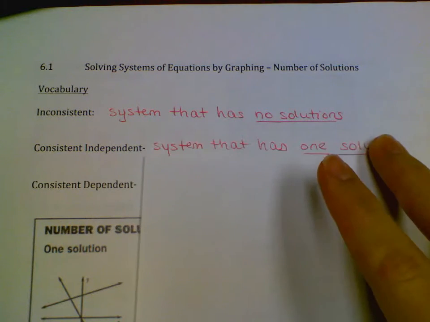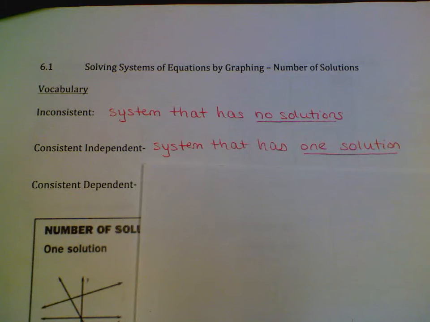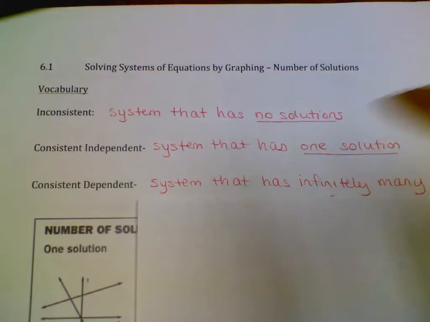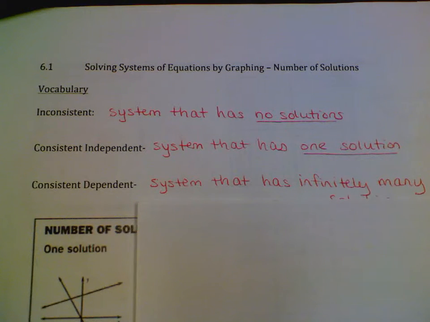Consistent independent means that there will be one solution that the system has. And consistent dependent means there are infinitely many. So make sure that you have written those down on your note packet. If you need to pause the video, if I'm going too fast, please do so. That way you can write those down.